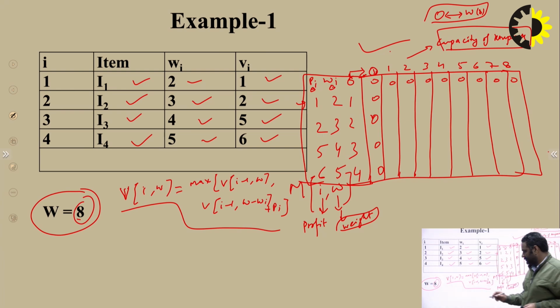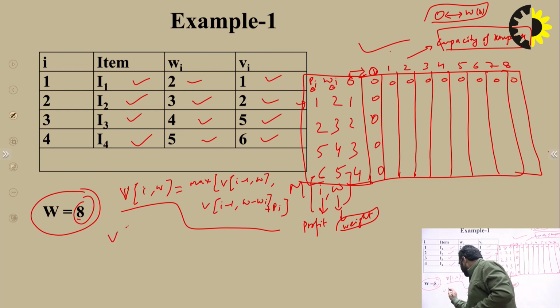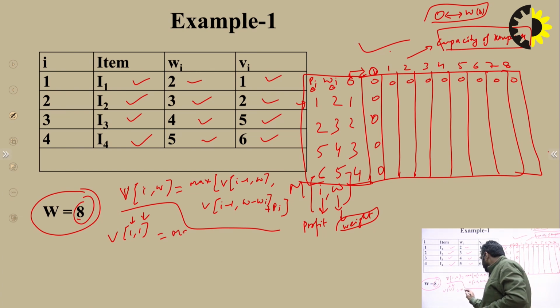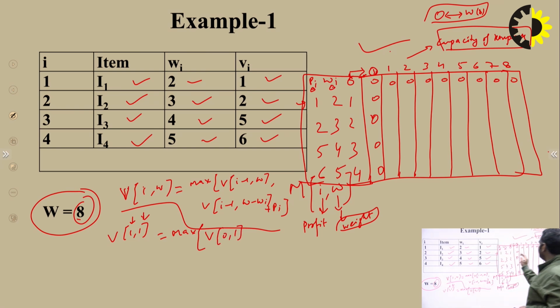So first, fill the first entry, that is V11. Here profit is 1, or we can say item is 1 and weight is also 1. So let's fill the entries. Maximum value of these two. So maximum is what? V of I minus 1, I is 1 here, so this is V(0, 1). V(0, 1) is 0. So this value is 0.